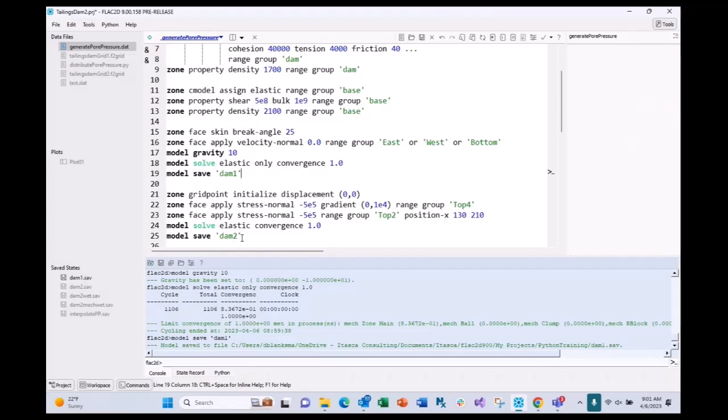All right, and then we're gonna go to lines 21 through 25 here. So with this, we're basically gonna add in the weight of the water right here. When we spin the model, we made a base right here, and we made a base right here. Then we're going to apply water pressure to both of those faces.